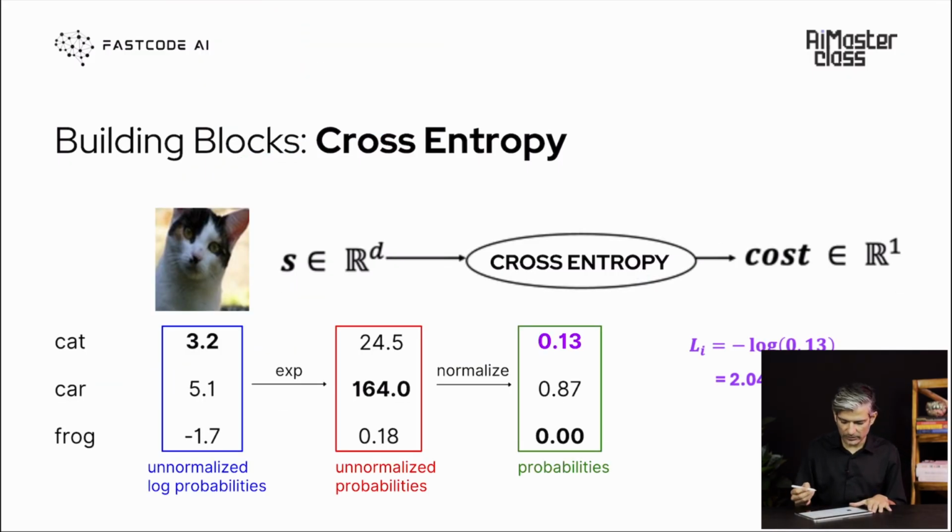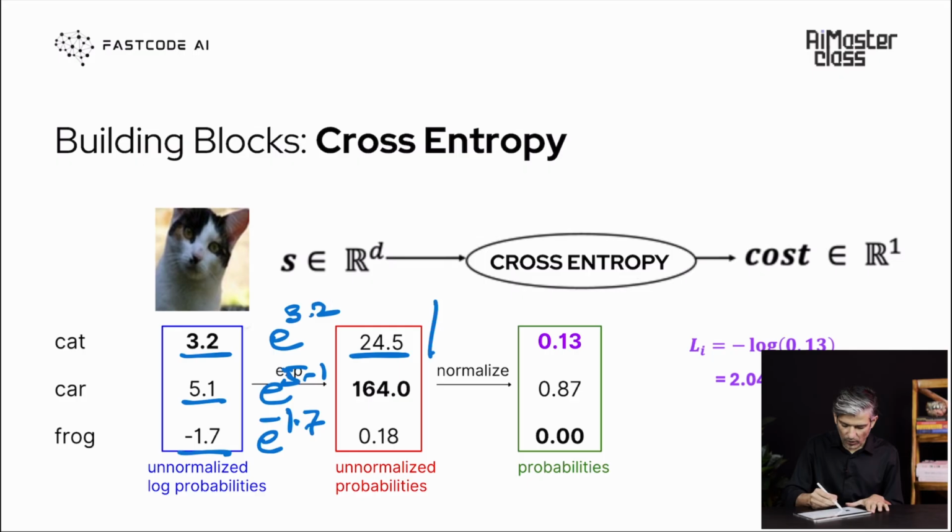Let's assume that our neural network gives us these outputs as the output of the last linear layer, the last fully connected layer. Then we exponentiate it. We say e to the power 3.2, for the second one e to the power 5.1, and for the last one e to the power minus 1.7. And then we normalize it. Whatever the value of e to the power 3.2 is, we divide it by the sum of all these three, so the sum of e to the power i's.